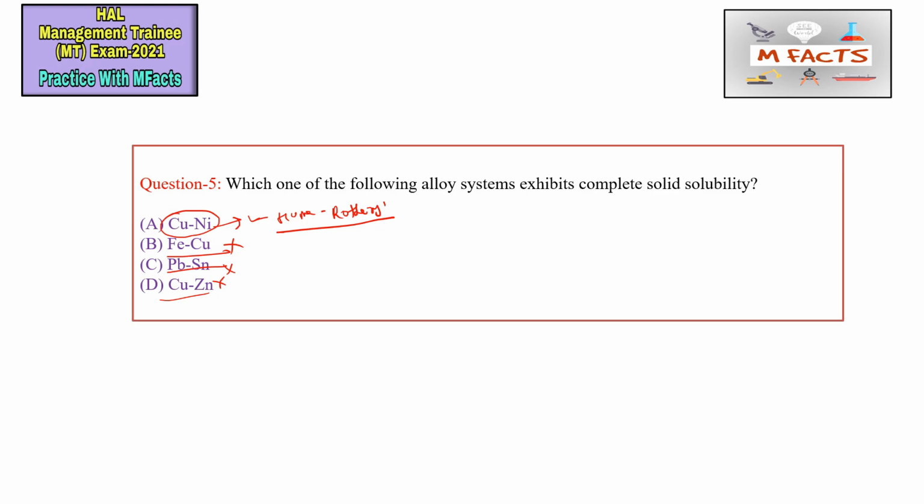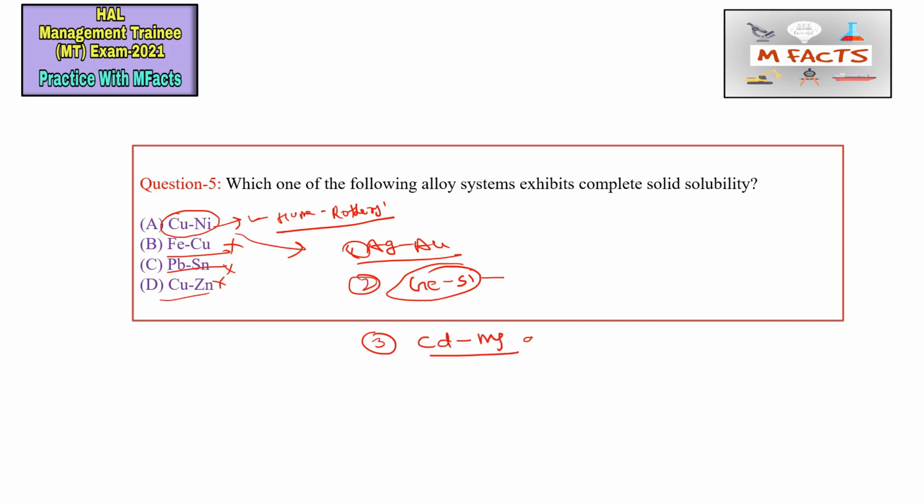Other than copper and nickel, I am writing here a few alloy systems which exhibit complete solid solubility. AgAu is one. The next one is germanium silicon, that is the GeSi system. The GeSi alloy system also exhibits complete solid solubility, and the other one is the cadmium and magnesium alloy system. This also exhibits complete solid solubility.